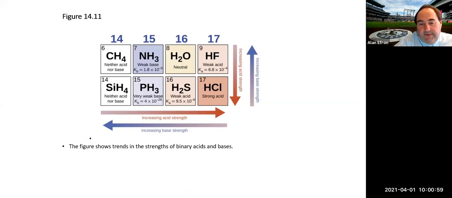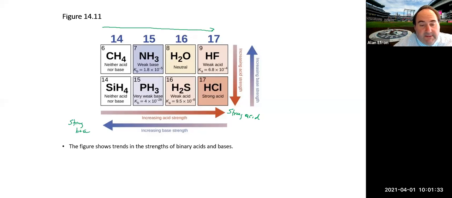Here's again a table that describes that, and it relates it to base strength as well. Again, this is the periodic table. Essentially, going to the right and down, you get a much stronger acid. Going up and to the left, you can see you're getting a stronger base. So going up, and over there, you have a very weak base with PH3.